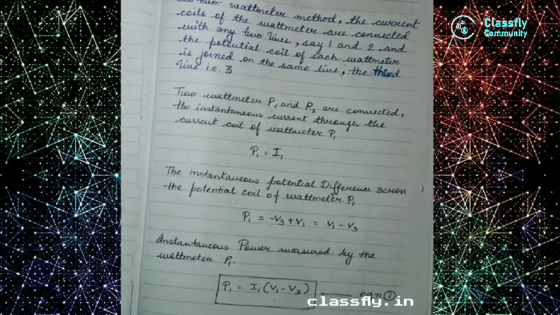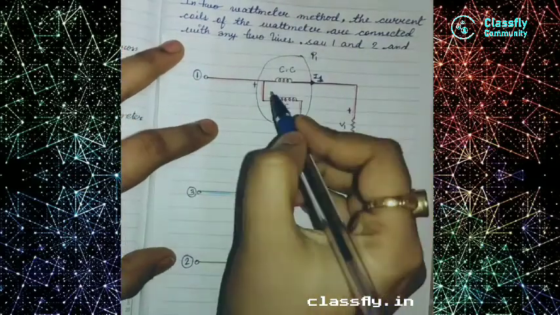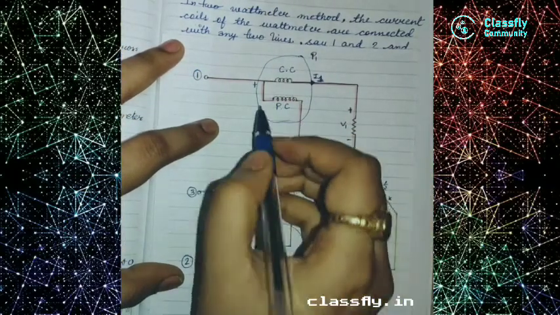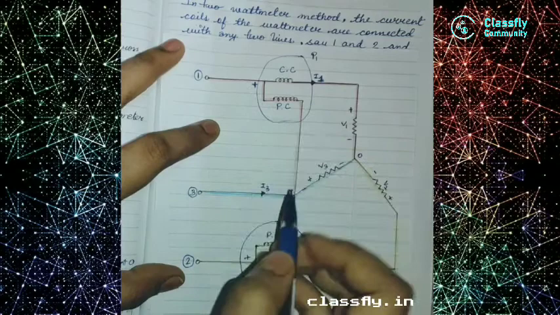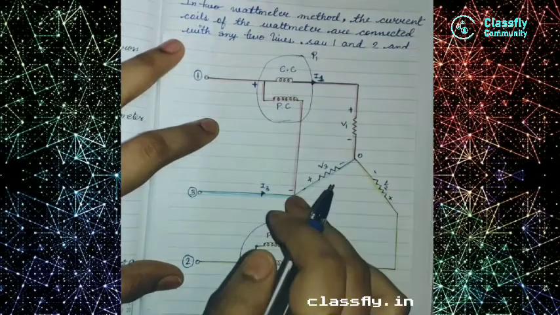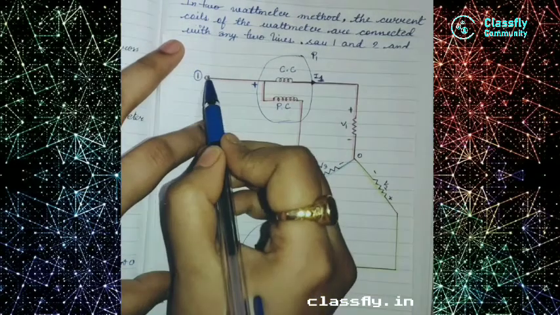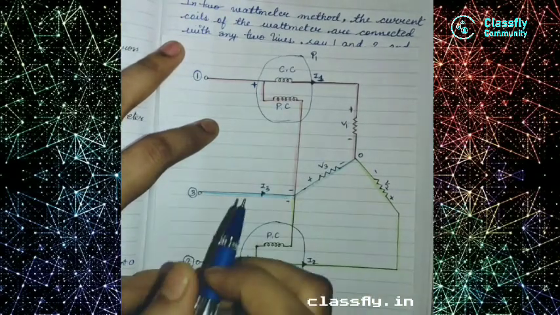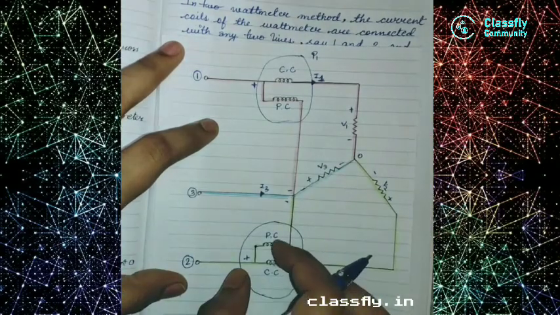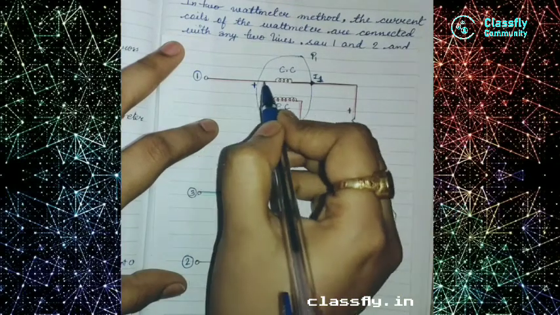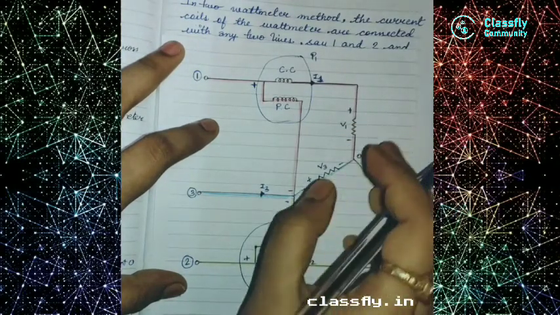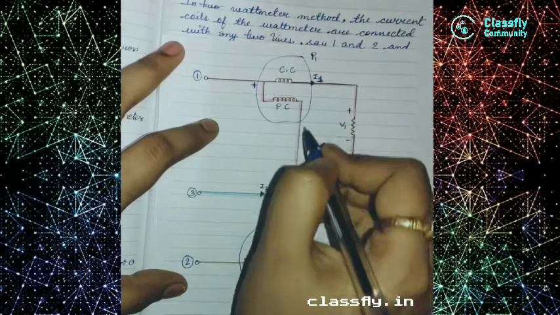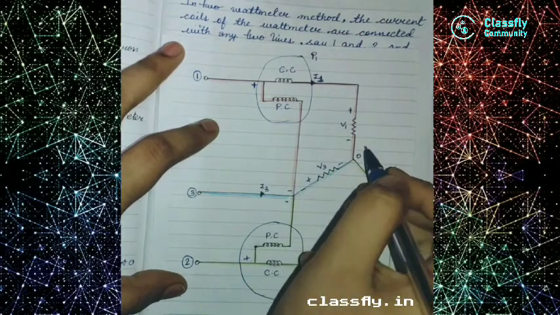So let's see now. This is the potential coil. We will go from plus to minus, that is from higher potential to lower potential. Whenever we move from positive to negative, we take it as negative, right? So it moves like this and we need to see the potential difference.